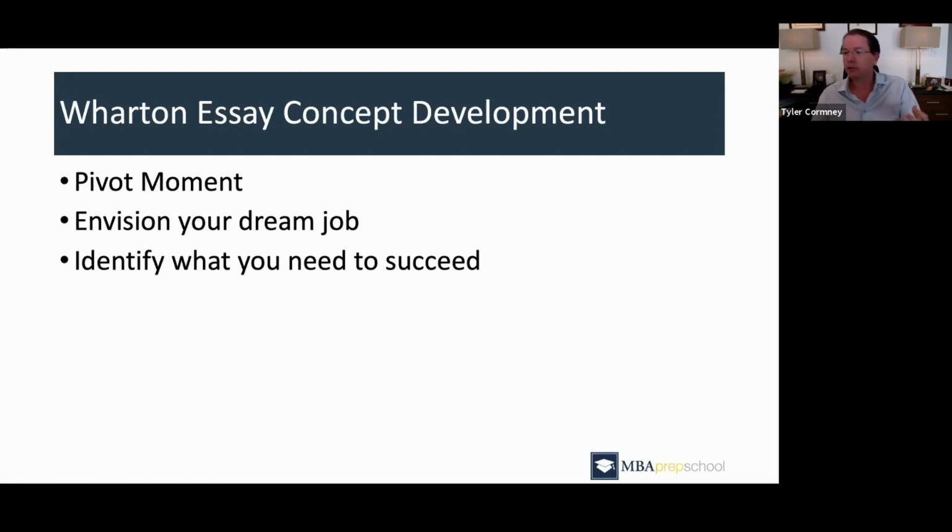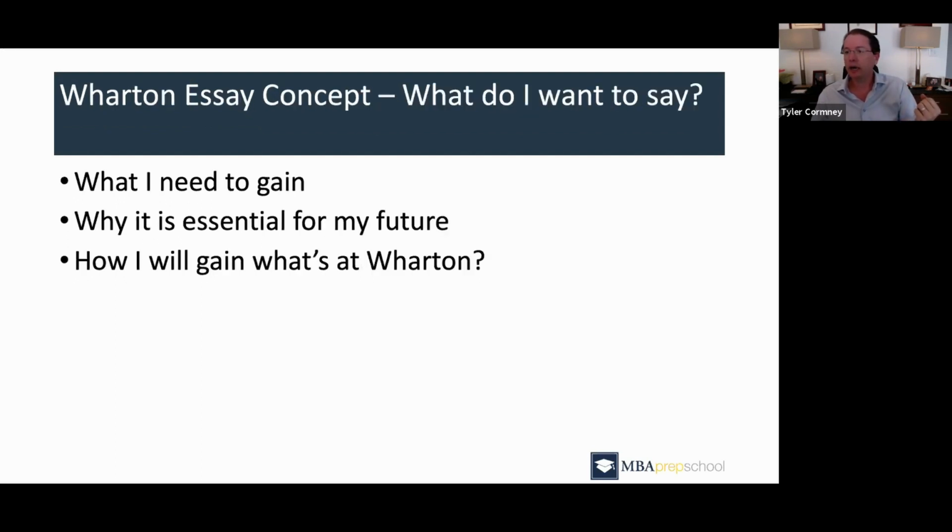But you want to walk away with a pretty clear sense of what you need to get from Wharton, and then you can do your research. So before starting writing, build 5 or 6 or 7 great arguments. By that, I mean fully formed arguments that have these 3 things: what you need to gain, why it's essential for your future, and how you're going to gain that at Wharton.